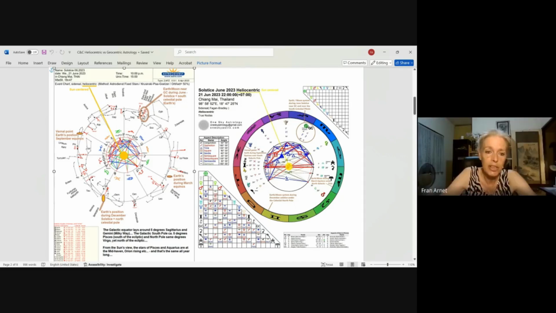Just as you have here, Varuna is, or was at that time, conjoining or close to a little bit south of the star Decapoda of Cancer. Or here you have Juno, a little bit north of Betelgeuse.